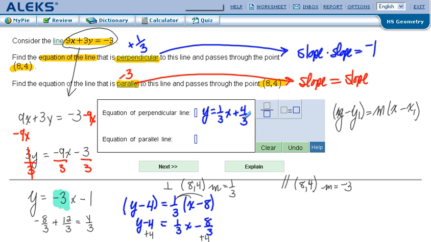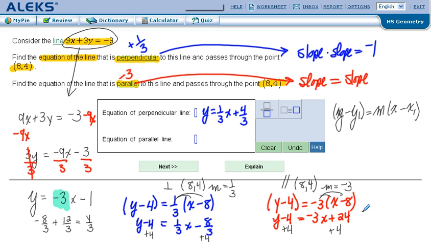Now for the parallel version, we plug it into the point-slope equation of a line. Again, we end up with y minus 4 equals -3 times x minus 8. We distribute. The next line reads y minus 4 equals -3x plus 24. Double negative makes a positive. We're going to add 4 to both sides, and we end up with y equals -3x plus 28.